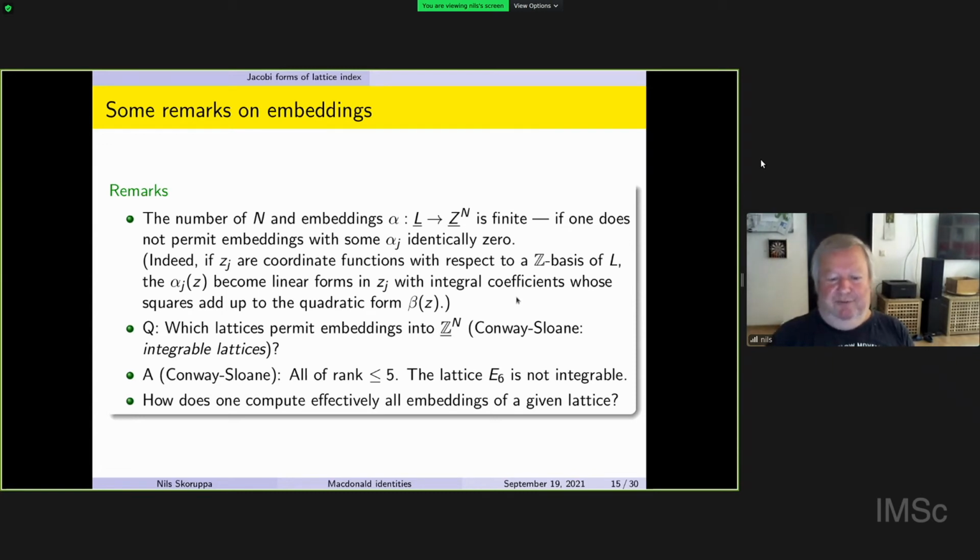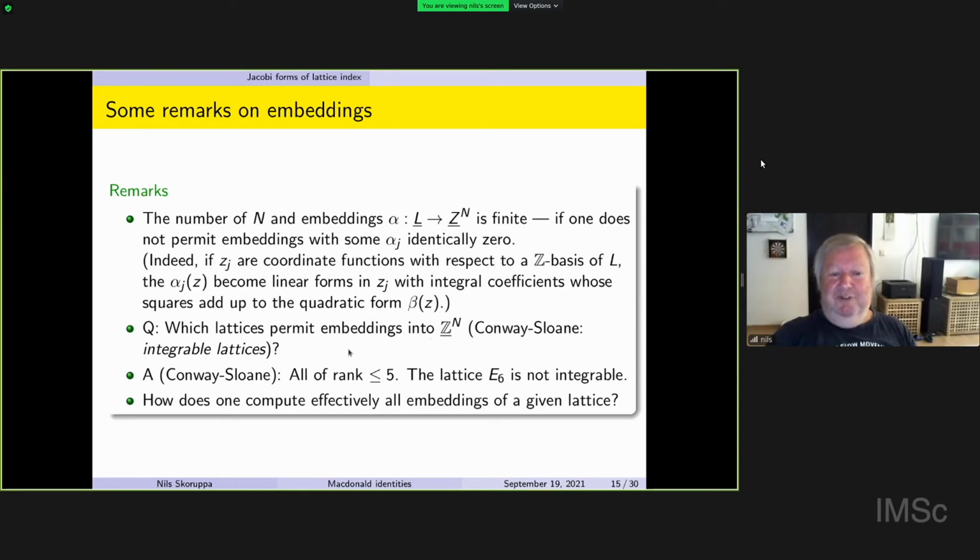You just write your bilinear form beta, or this quadratic form beta of x that you have, as a quadratic form by choosing a basis, and then you just try to write it as a sum of squares of linear polynomials with integer coefficients. One can put that on the computer, but it works, of course, only for small ranks. For the Leech lattice, of course, you would have a hard time already to compute all the embeddings.